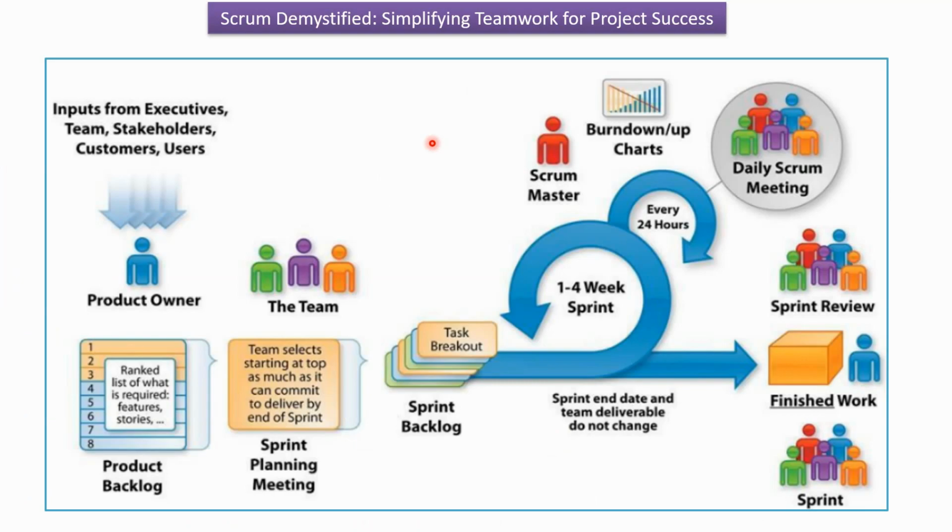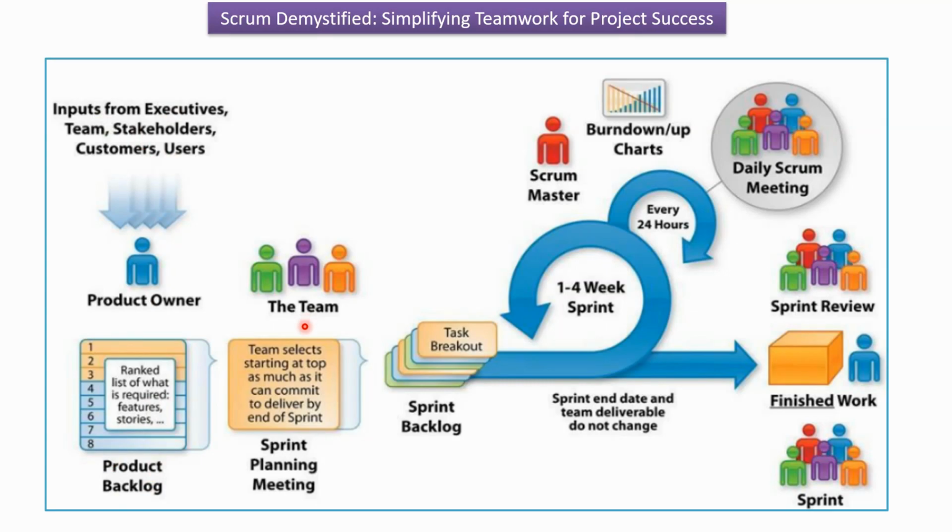Now we will see how the entire Scrum flow works. Here you can see the product owner, and the product owner will get input from executives, team, stakeholders, customers and users. Based on the input, the product owner creates a product backlog. And this product backlog contains the ranked list of what is required, what different functionalities are required, what different features are required. All those details the product backlog contains.